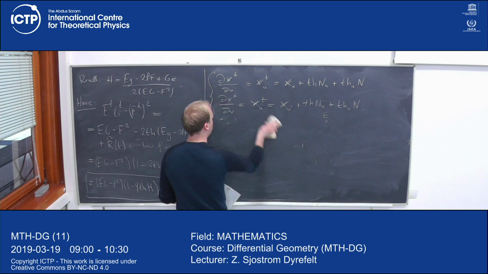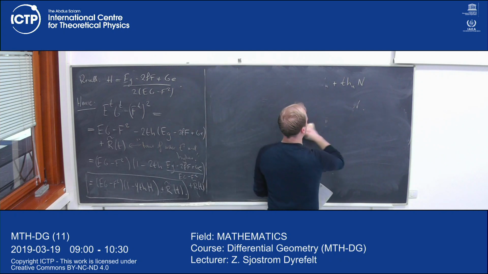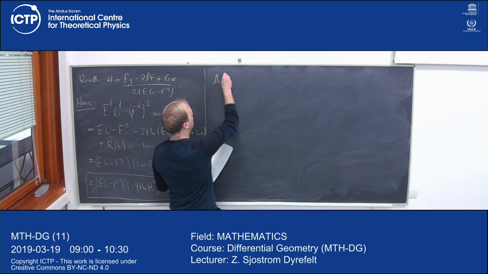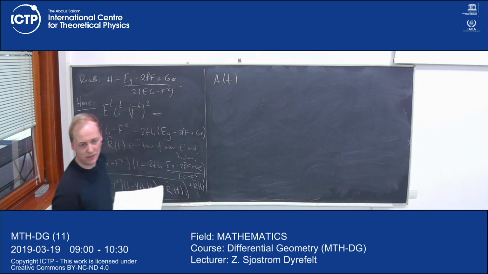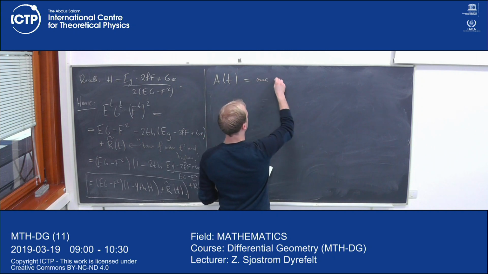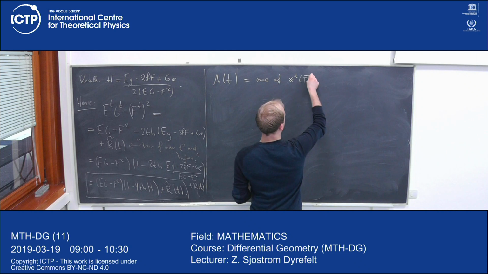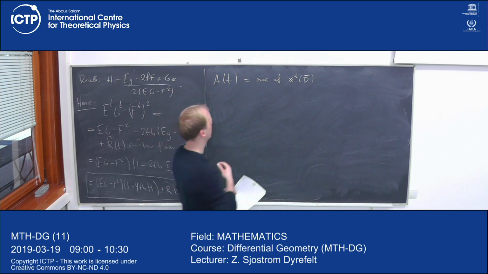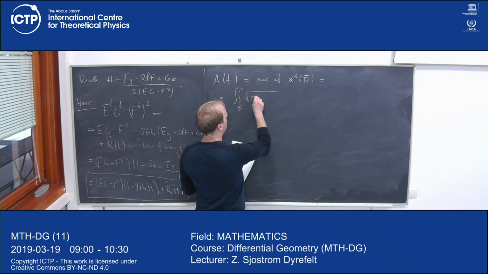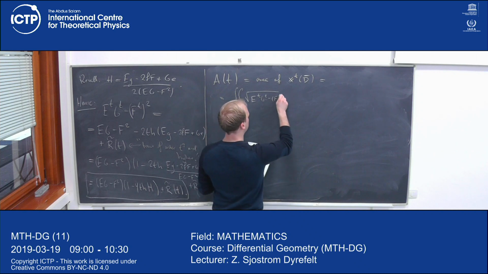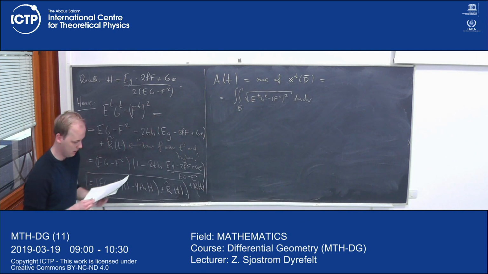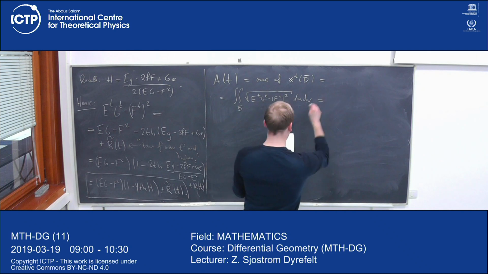So now let us see what we get when we compute the area. So now the area A of t, by A of t I denote the area of the surface xt of this d bar. So this is equal to the integral over d bar of the square root of et gt minus ft squared du dv. But so, what is this equal to?